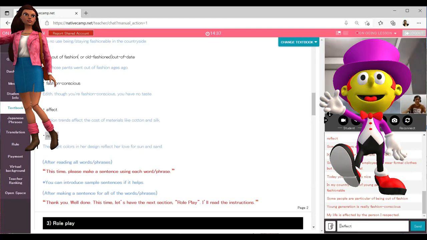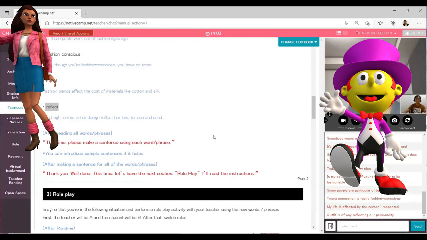Outfit is one way to reflect personality or identities themselves. It's one way of reflecting personality. Yes, very good. Oh, good sentences. Outfit is one way of reflecting our personality. Wow, so nice. I like your sentences. Thank you.